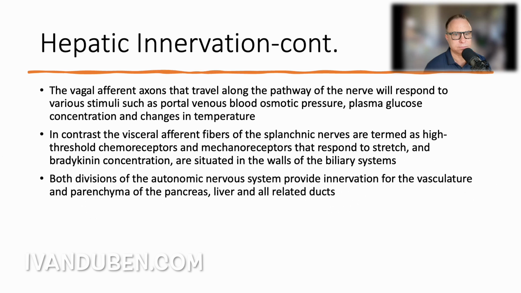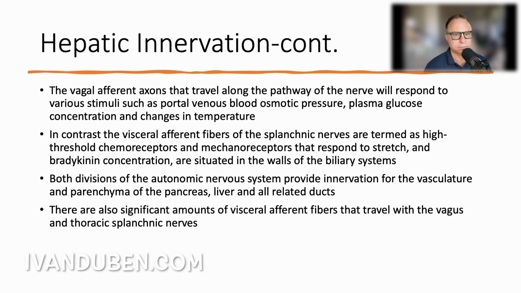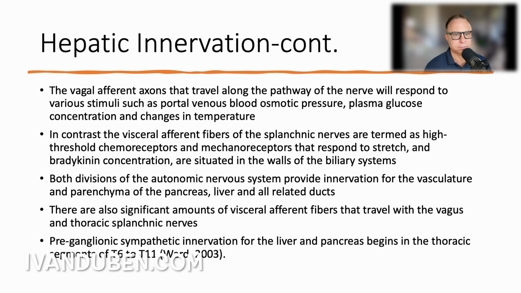Both divisions of the autonomic nervous system provide innervation for the vasculature and parenchyma, the pancreas, liver, and all related ducts. There are also significant amounts of visceral afferent fibers that travel with the vagus and thoracic splanchnic nerves, and preganglionic sympathetic innervation for the liver and pancreas begins in the thoracic segments of T6 to T11.